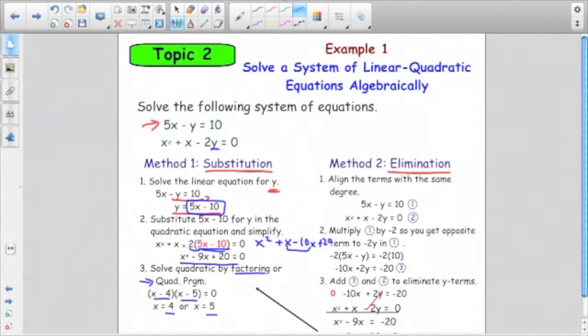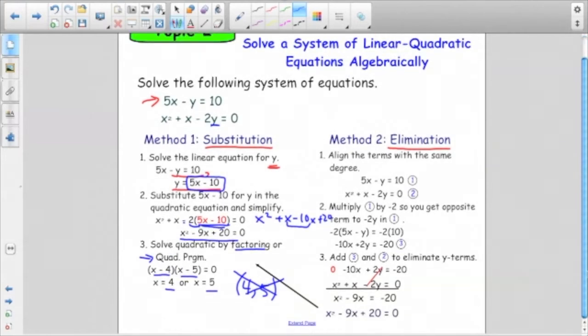So remember, these are just your x's. I often see people on the test go, that, they think that's the answer, 4, 5. No. Those are just your x's. We haven't solved the y's yet. So to get the y's, what you need to do now is take that isolated y equals 5x minus 10 and substitute that into there to get its y value.